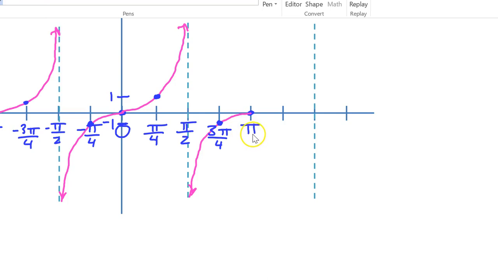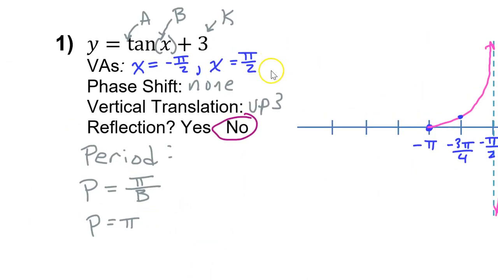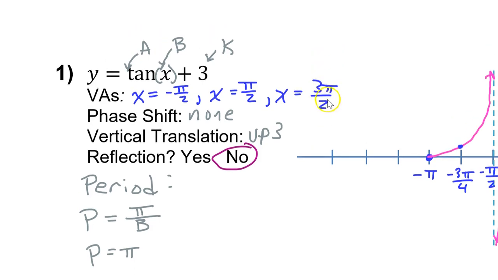Okay, if we keep counting, remember this is 1 pi/4, 2 pi/4, 3 pi/4, 4 pi/4, 5 pi/4, and this would be 6 pi/4, which reduces to 3 pi/2. So we have another asymptote at 3 pi/2. So if you needed to list off 3 asymptotes, you could say x equals 3 pi over 2.